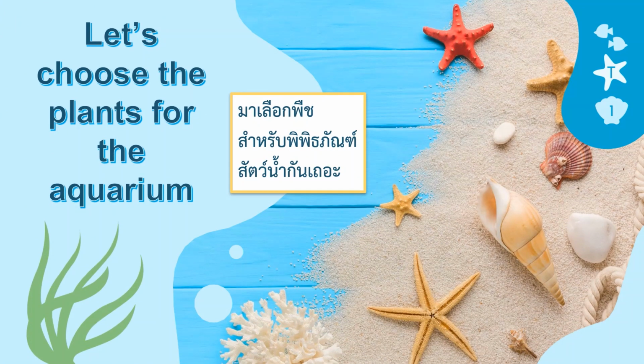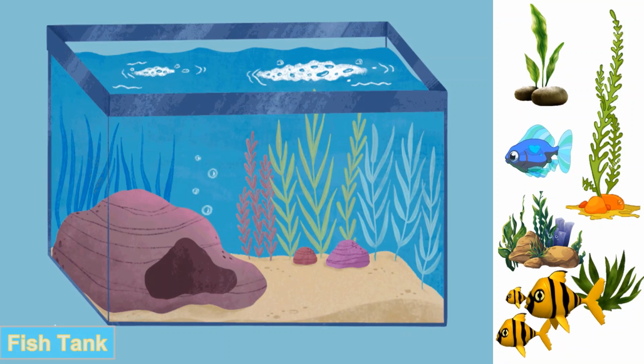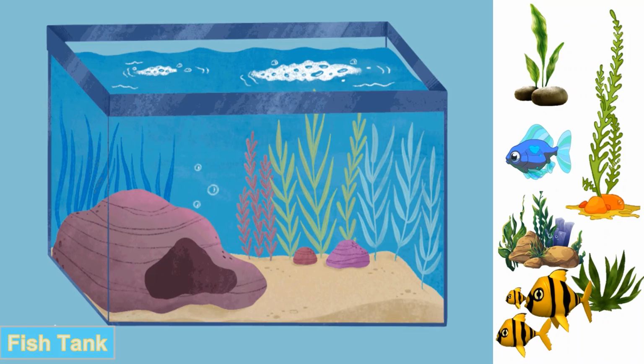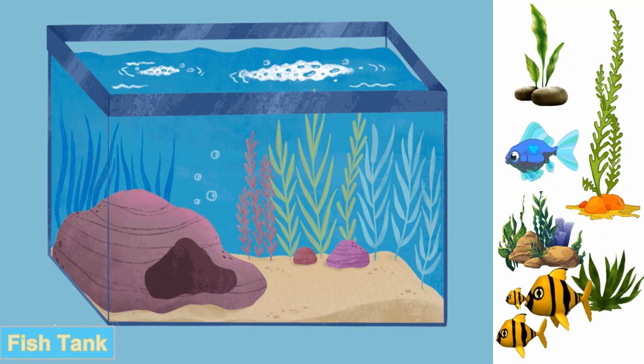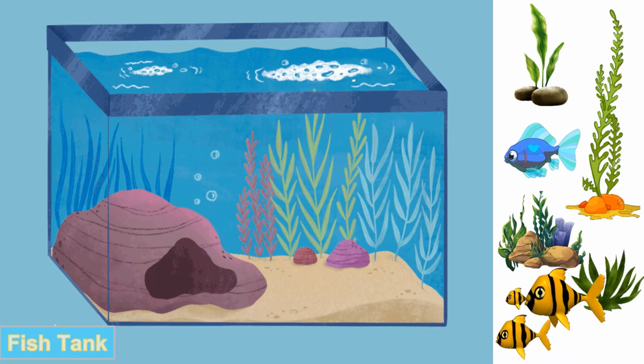Now for the fun part, let's choose the plants for the aquarium. Aquarium plants do need oxygen. Like humans, they take carbon dioxide in and exhale oxygen during the day. On the right part of the screen, you can see examples of submerged plants. They are considered submerged plants because they completely grow underwater.